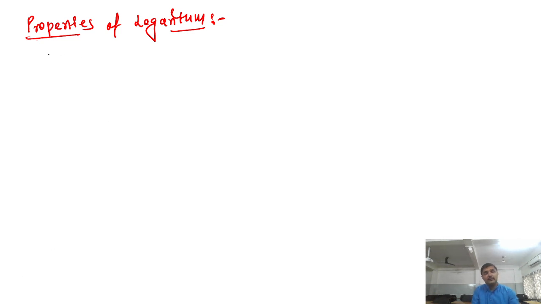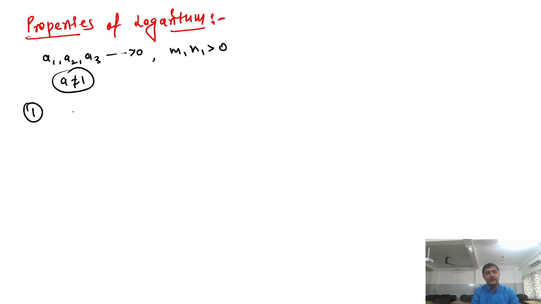Okay, properties of logarithm. Let's say we have a1, a2, a3, they are all greater than 0. Also with that, if we have m, n greater than 0, and a not equal to 1 also, right? So these are the three things we have. Now we are writing the property. First property: log m base a plus log n base a is always equal to log mn base a, provided log is defined, right? Sum can be converted into product, or product can be converted into sum easily. Sir, how? Proof we'll see simultaneously.